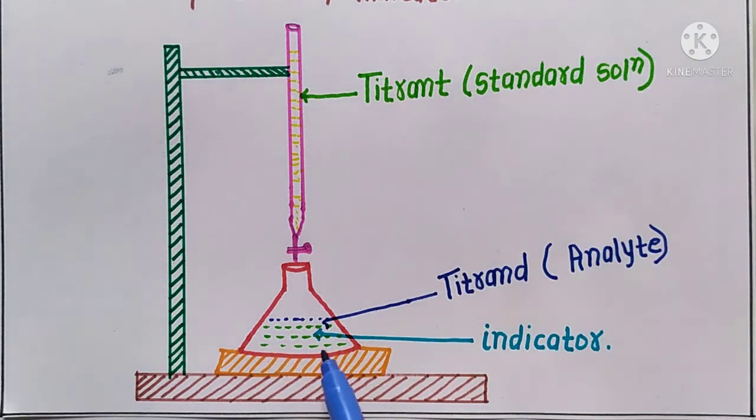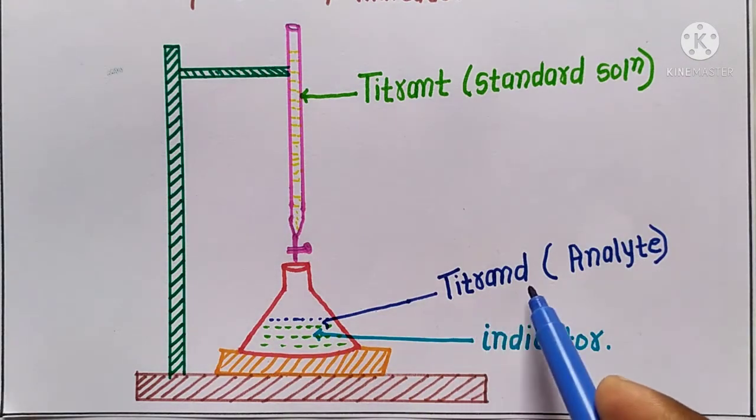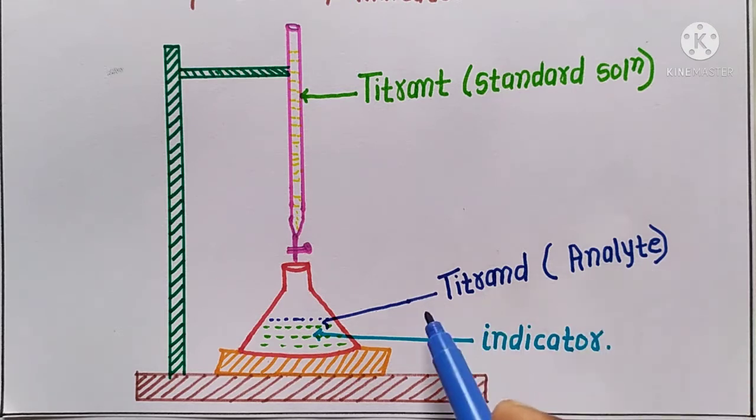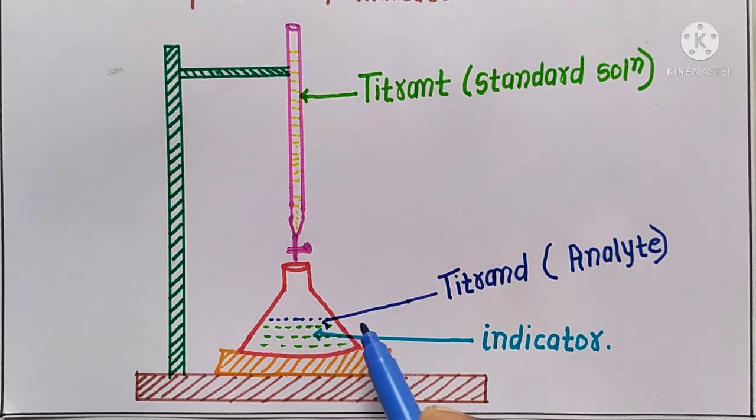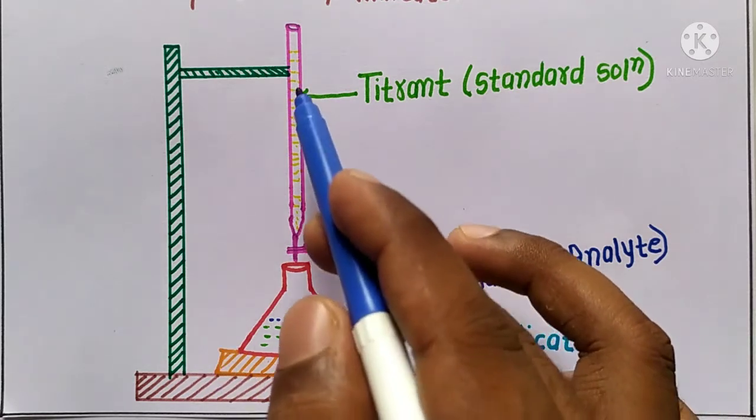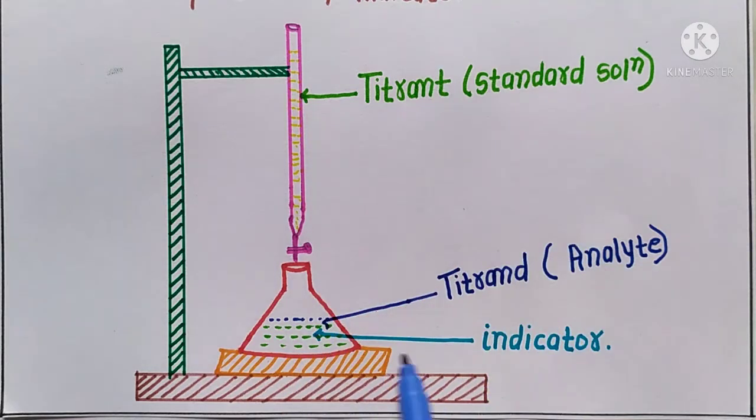Now in the conical flask we take the analyte, whose concentration is not known. It is the unknown solution. So we have to determine the concentration of that analyte by using the known concentration of the titrant in the presence of an indicator. The indicator is the solution which gives the information or indicates the end point of this reaction. End point means the point at which the reaction is just complete. The indicator indicates this end point by showing a color change. So this is the basic information about the titration.